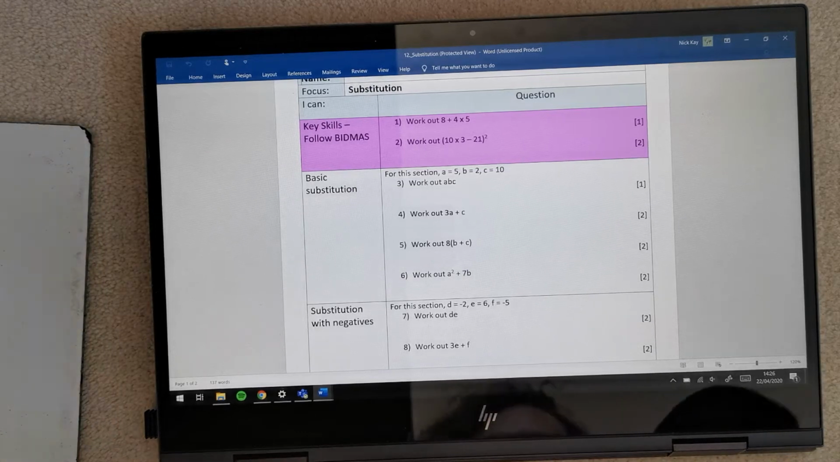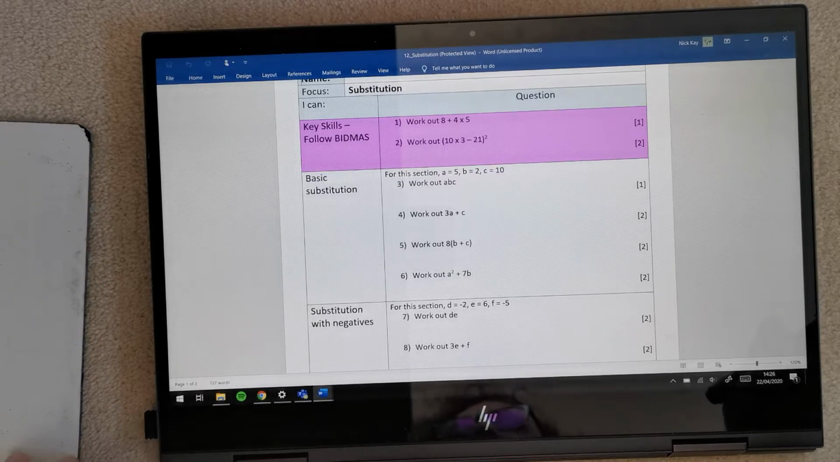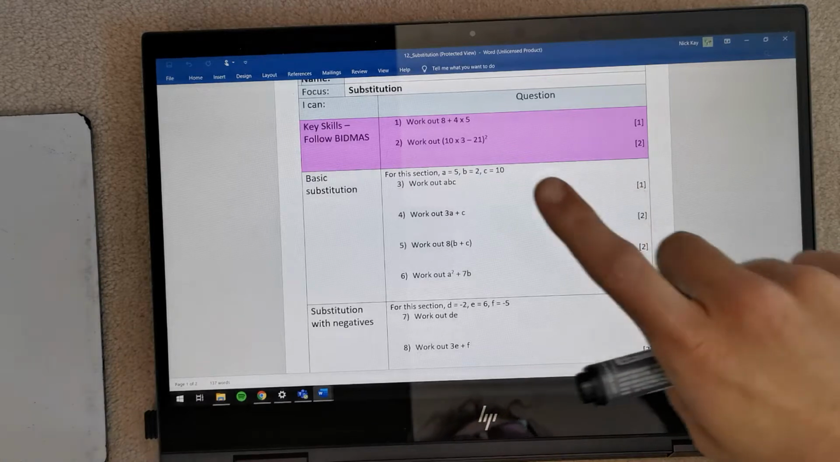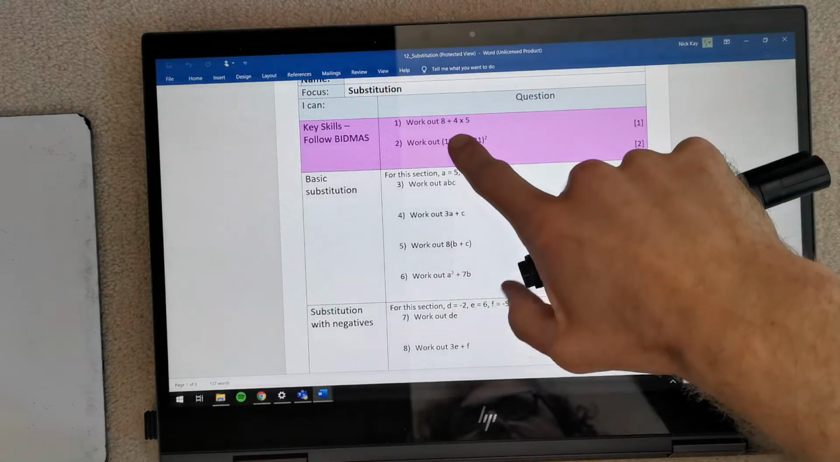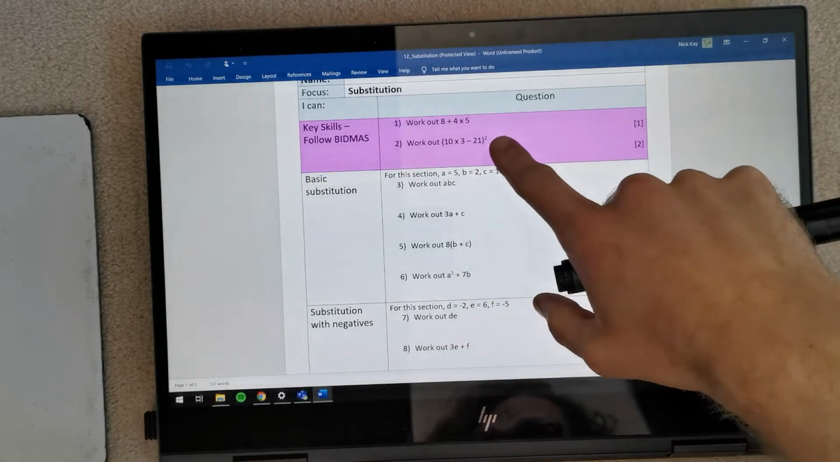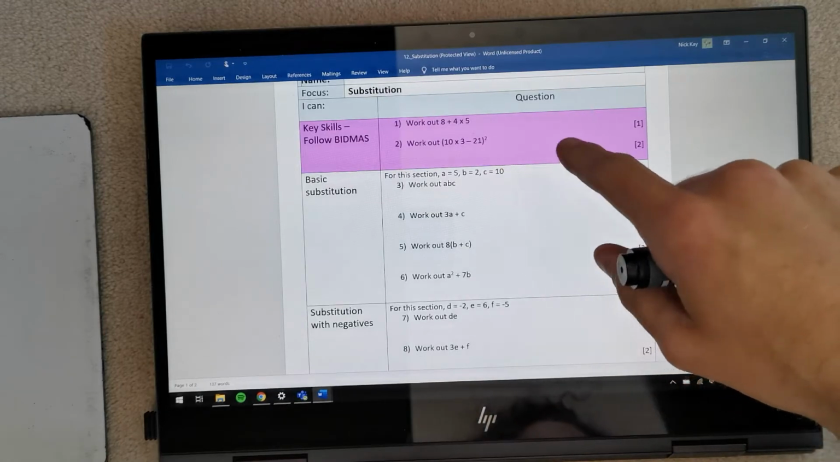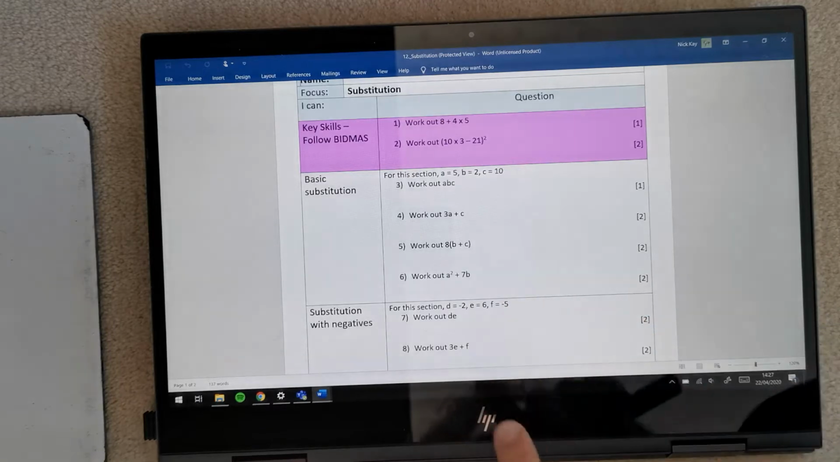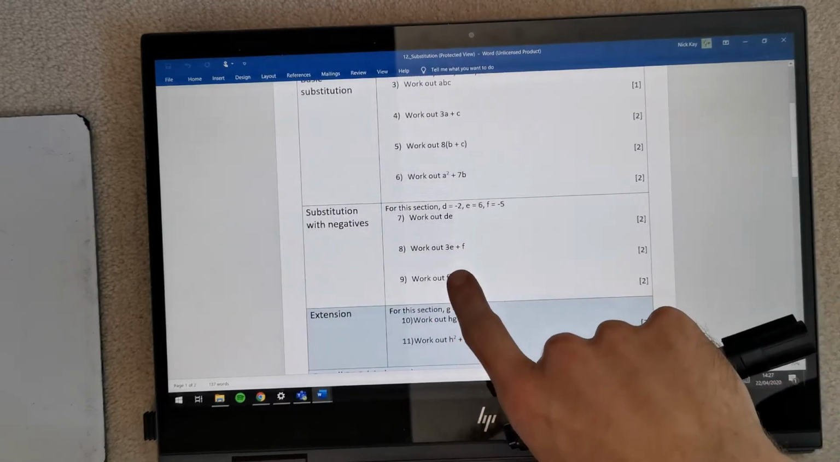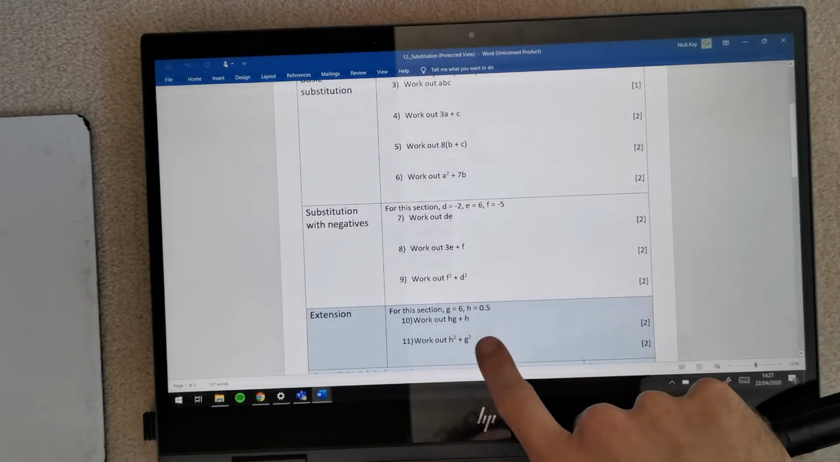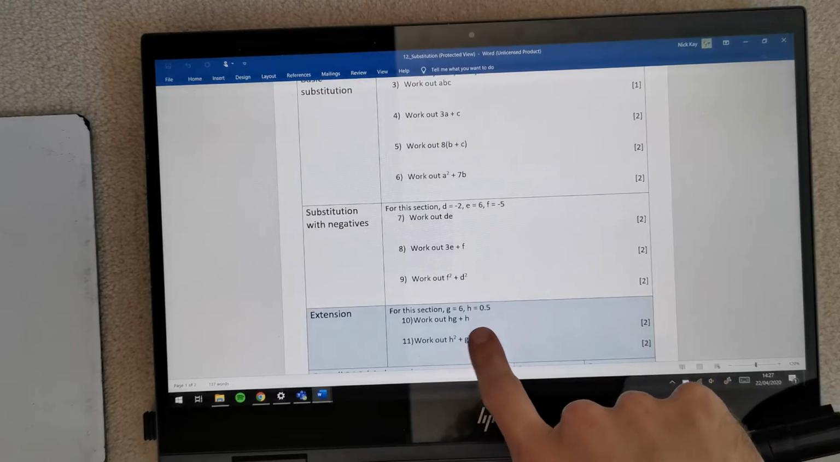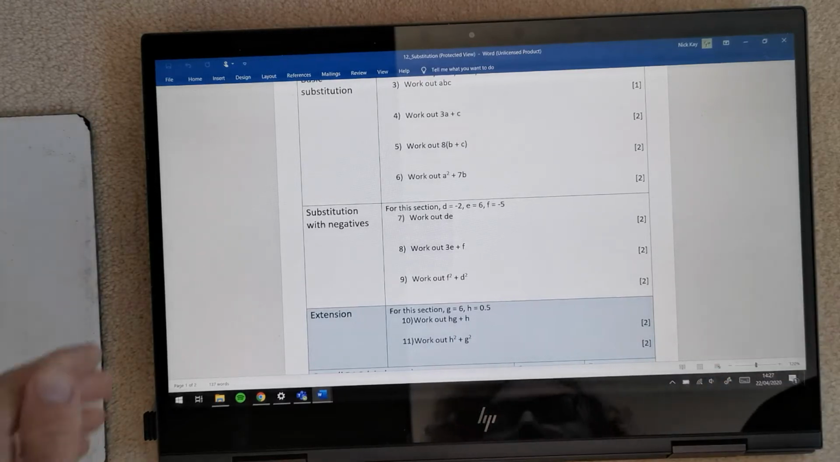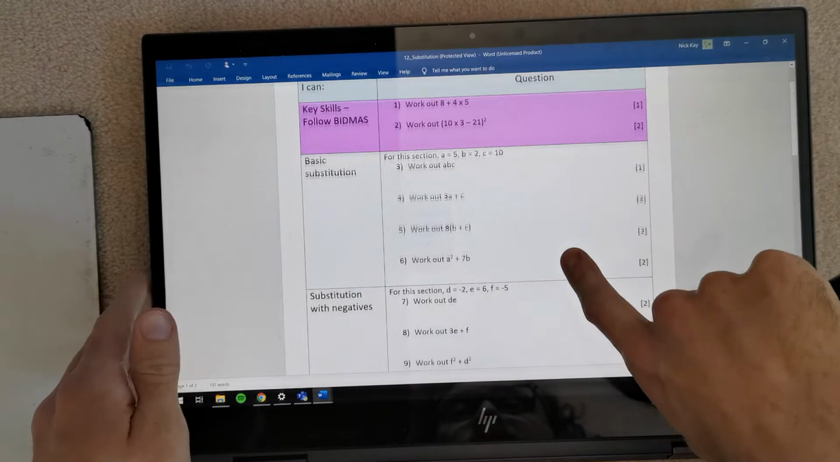Okay, so I'm going to go through the answers to the Year 7 substitution test. It started off with some basic BIDMAS questions, just so that you could practice that from the past. Then some basic substitution with positive numbers, then on to some negative numbers, and then the extension has a decimal in it. So, without further ado, let's go through some of these answers, shall we?